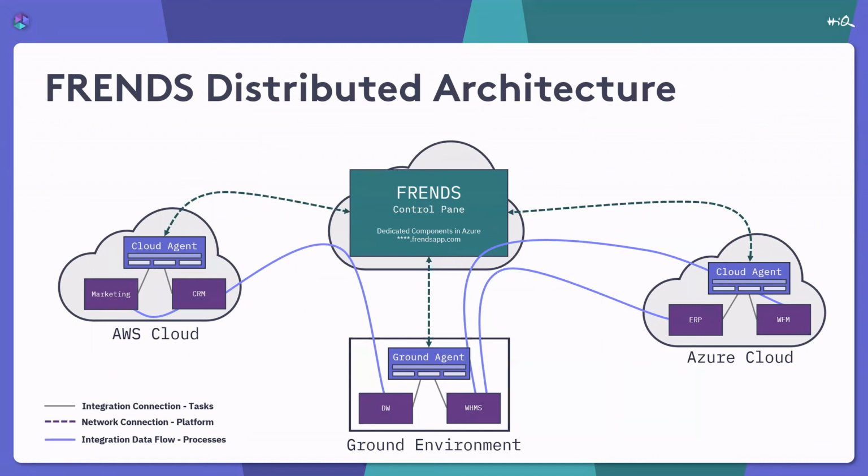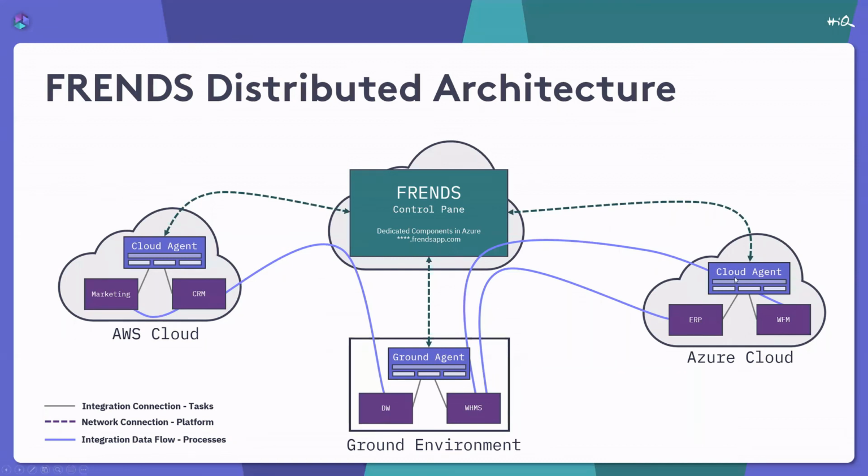So you might remember that when we're using the agent architecture or the distributed architecture here in Frends, the agent is something that we can install either as a Windows or a Linux service in basically any of the cloud providers or in the ground environment, or as a container in a managed service. So for example, Azure offers us Azure Kubernetes Service, and we could host the agent there in the cloud.